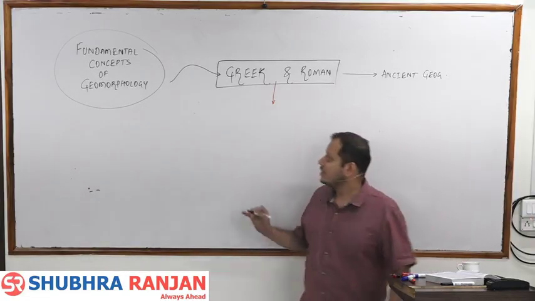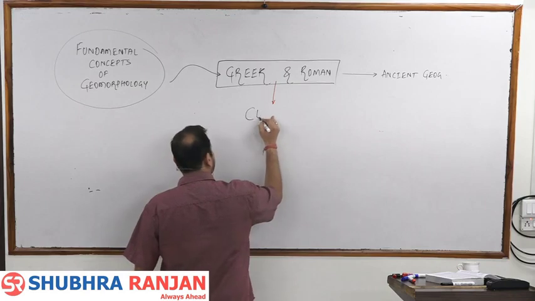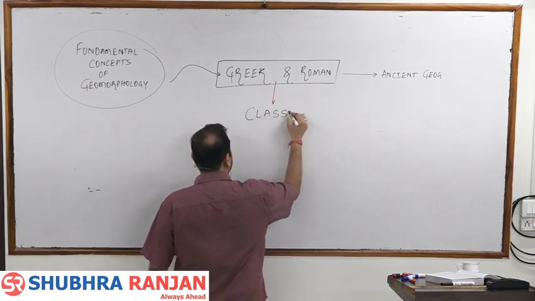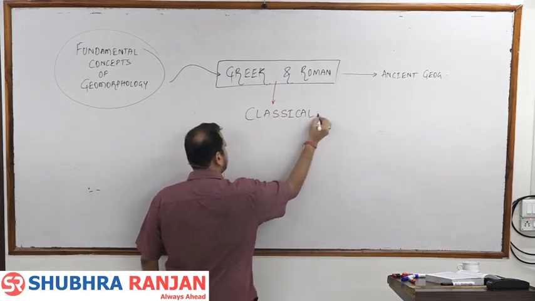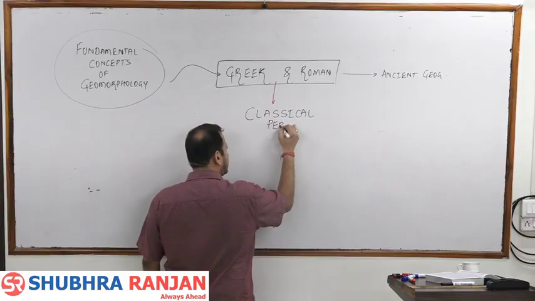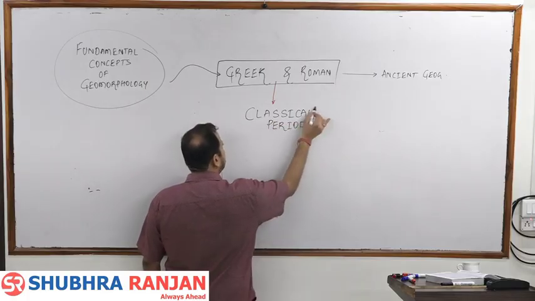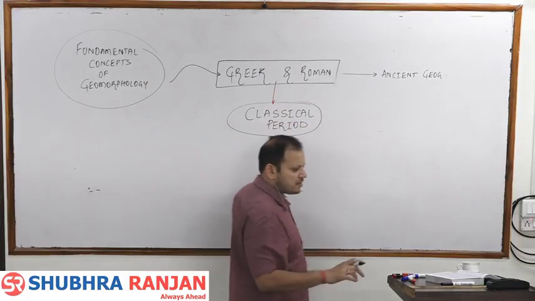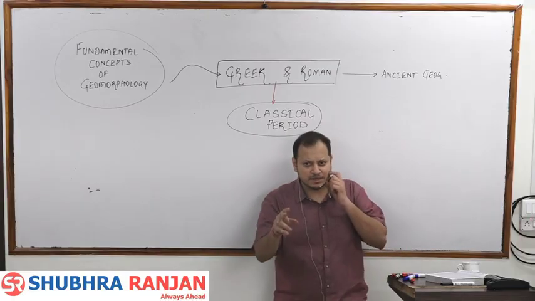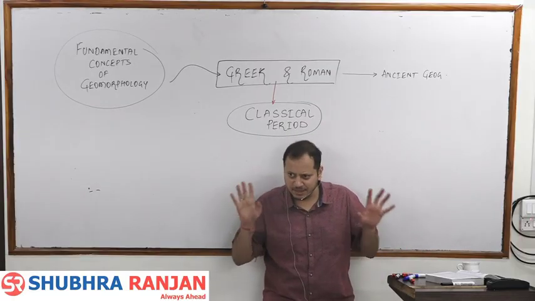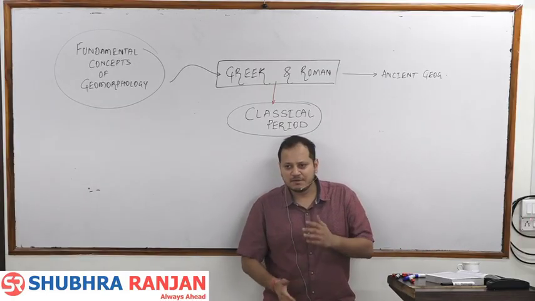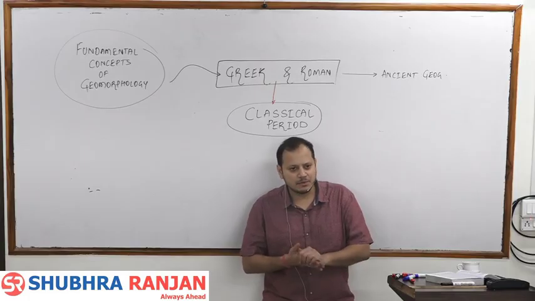Then in the thought, we will come to the next period, which is known as the classical period of geography. It is still an ancient period, but classical because development occurred here. There were two important thinkers. I am not going to make you write anything about the classical period. There were two important thinkers here, Humboldt and Ritter.